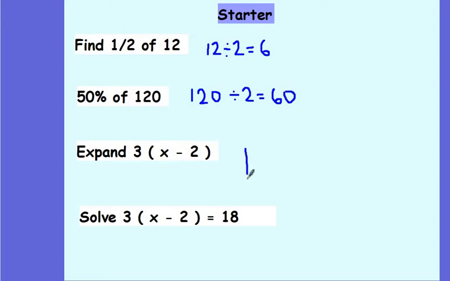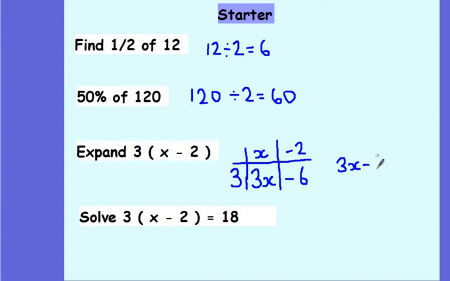Expanding my bracket, I'm going to draw out my grid to start off with. I've got 3 lots of x take away 2. 3 times x is what, Jake? 3x, lovely. Barbara, 3 times negative 2? Negative 6, very wise. So that gives me 3x take away 6.